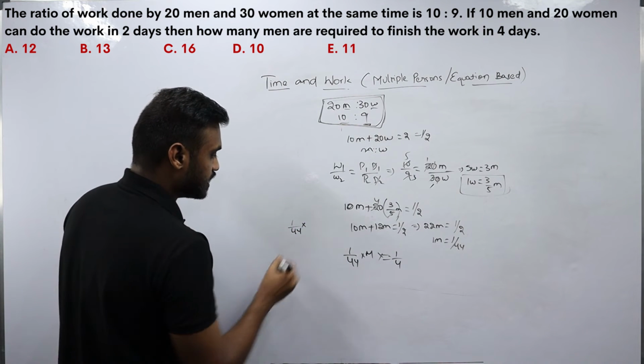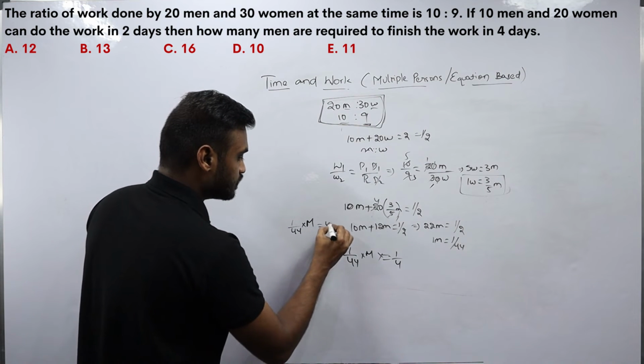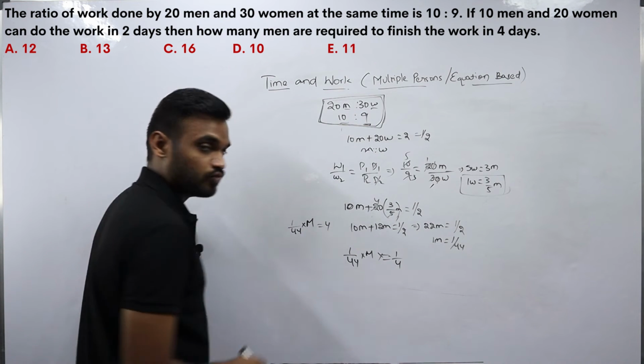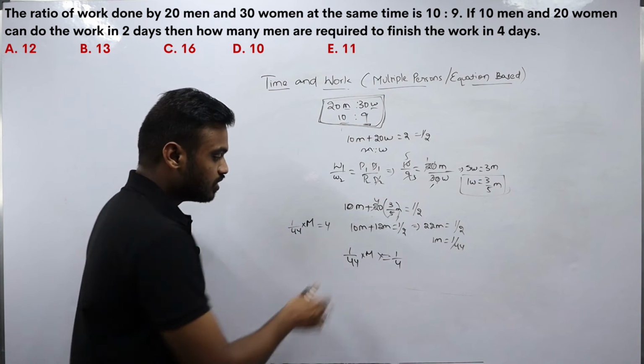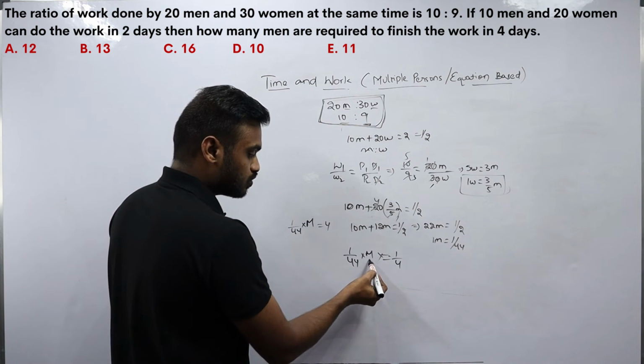Then I am simply writing it as M, and they are completing the work in 4 days. That is, 1 day's work will be 1 by 4. Okay, I hope you are understanding. 1 by 4 is the efficiency of 1 man. We don't know how many men are required to complete the job.